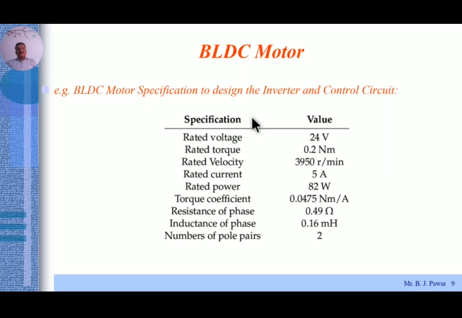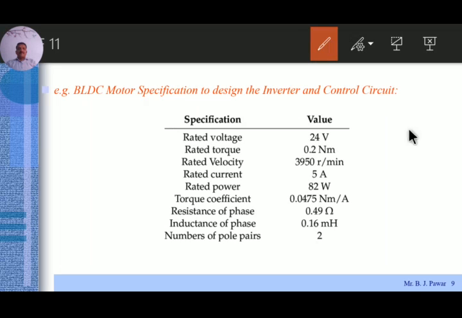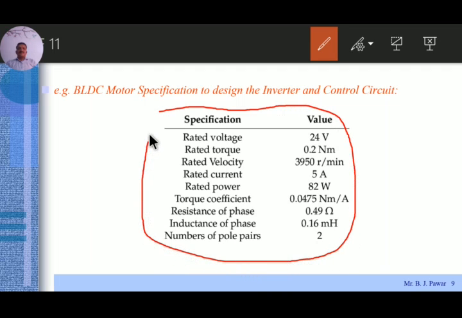Now I have taken one example of a BLDC motor. Its specification I found from the internet, Google, and so many things are given over there. These are the specifications of that particular BLDC motor. Its rated voltage requirement is 24 volt, it is mentioned.